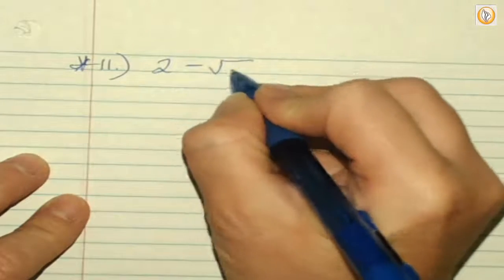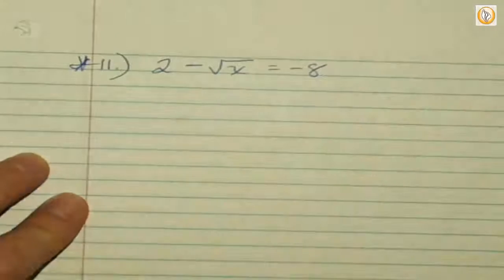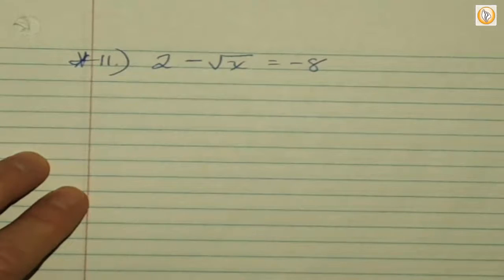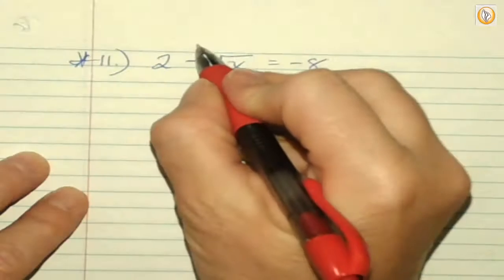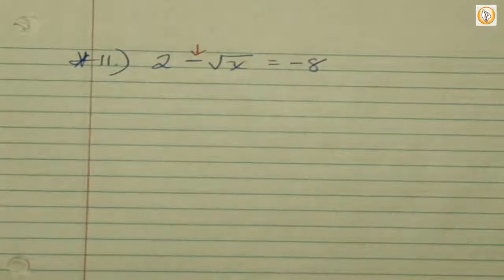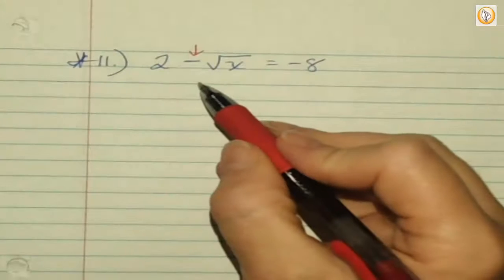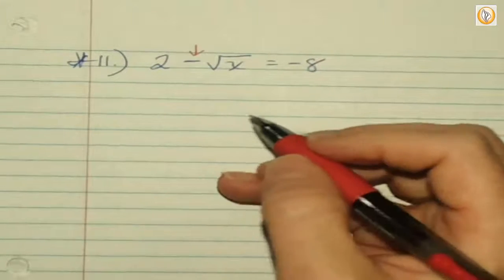We're going to bump up to 11. I want y'all to watch this one. It's interesting. It's 2 minus square root of x equals negative 8. What's interesting about this one is this right here. It's not like parentheses, I misspoke. It's going to be like if you have a negative variable. And I'll show you what I mean in just a second.